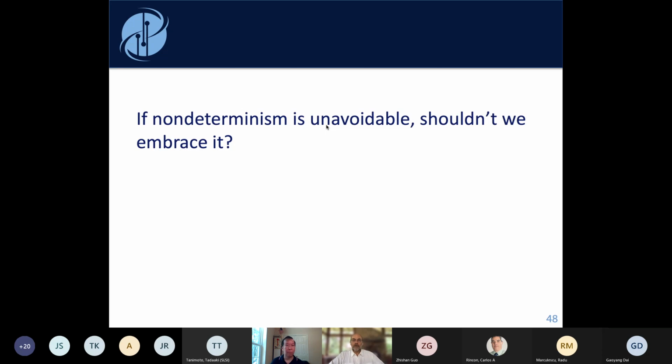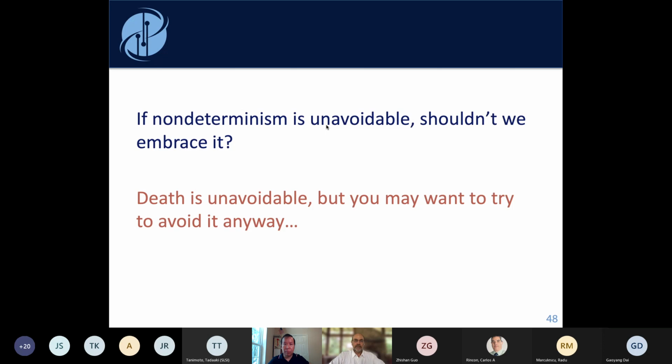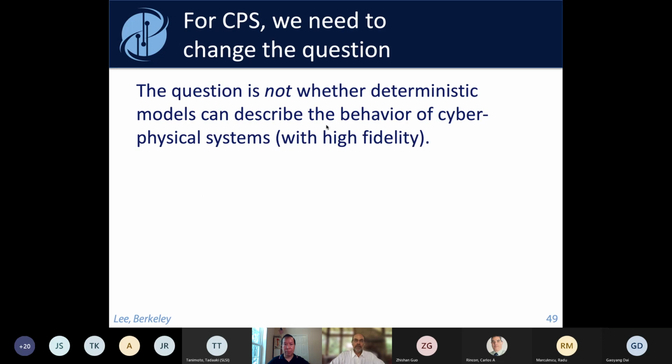Let's just give up on deterministic models and just use publish and subscribe. The world is unpredictable anyway. We're going to have to design our systems to handle non-determinism. I think that's not the right attitude. Death is also unavoidable, but we all try to avoid it. So the argument that it's unavoidable and therefore we should embrace it simply doesn't follow.